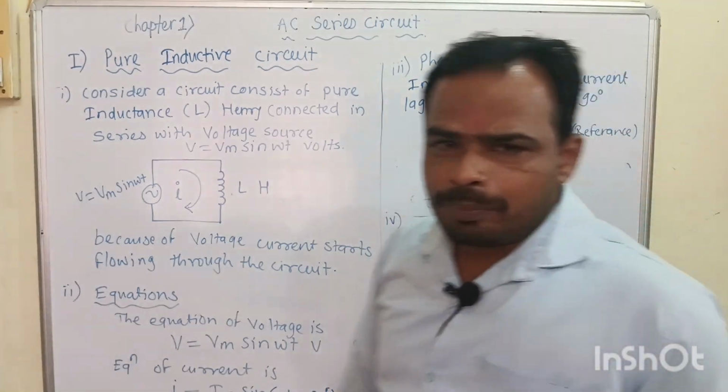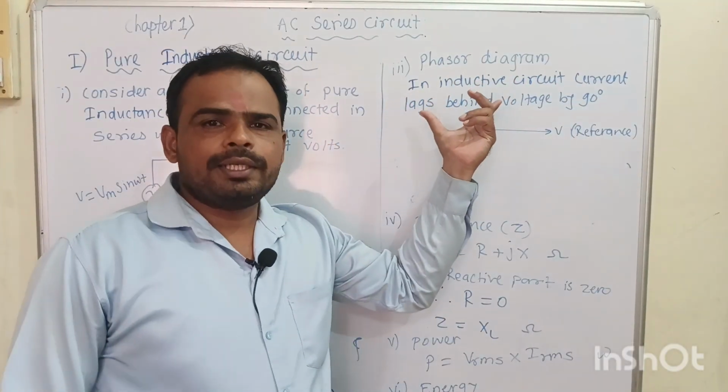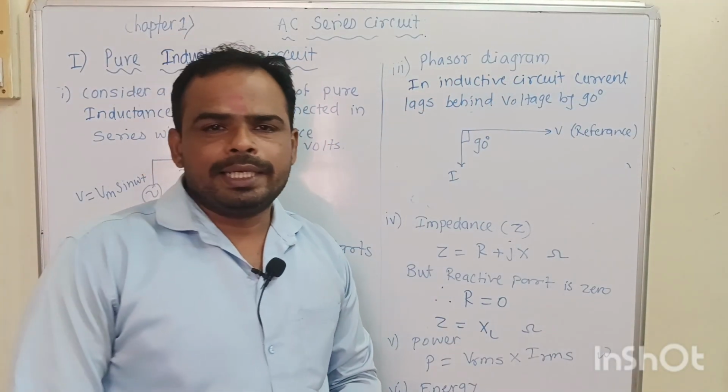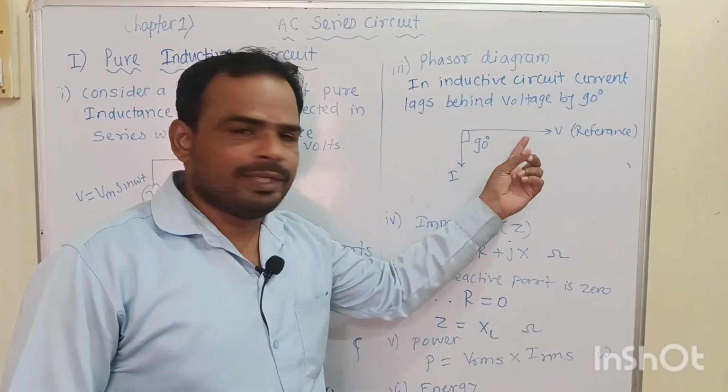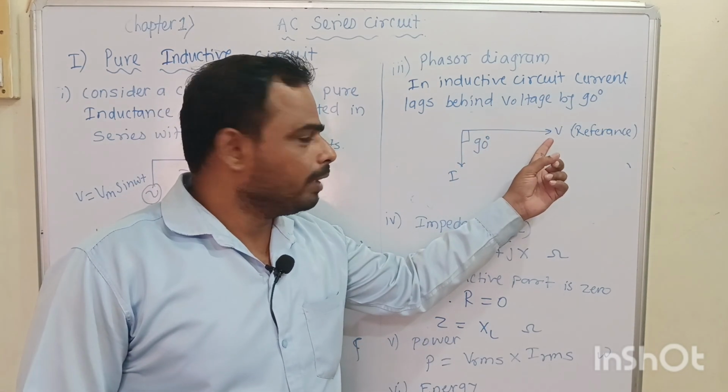The phasor diagram of a pure inductive circuit is: in a pure inductor, current lags behind the voltage by an angle of 90 degrees. It is shown by the phasor. A phasor is a straight line having an arrowhead on one side.